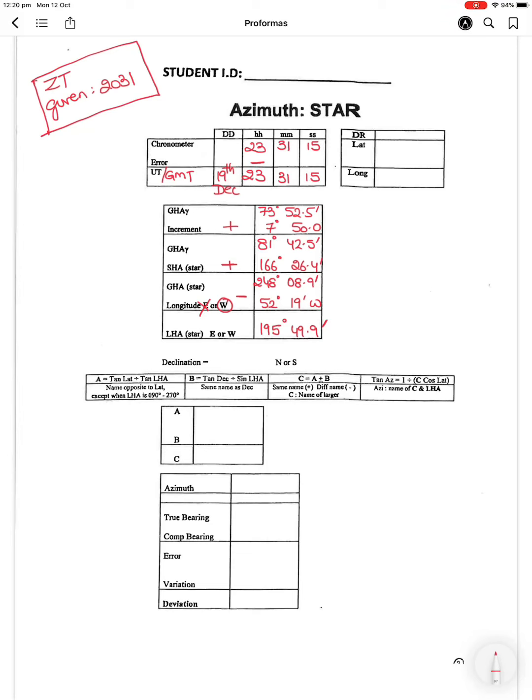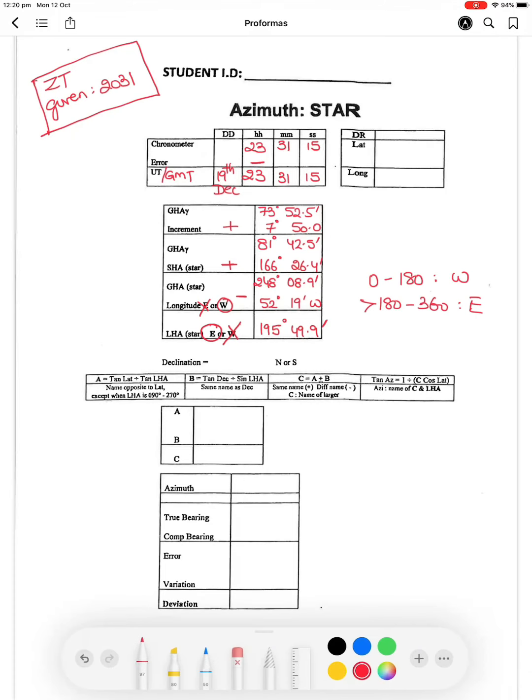Once I have done that, I have to name my LHA. Now LHA is named according to this rule. If it's 0 to 180, it's west. If it's more than 180 to 360, it's east. So LHA is east here. We name it east. I'll tell you the relevance of it as we go down, when we have to name our azimuth. We will use this information. So we will name the LHA east.